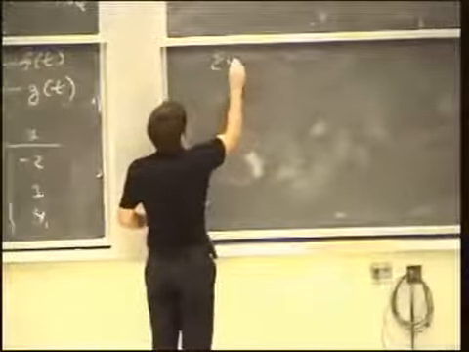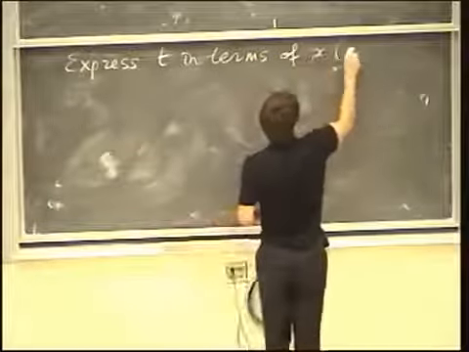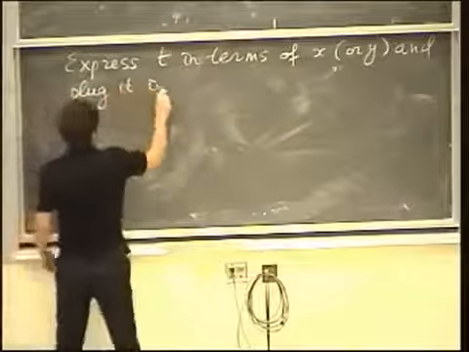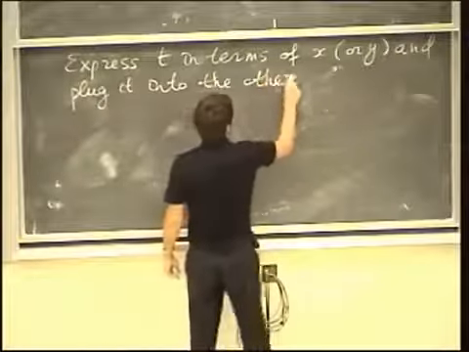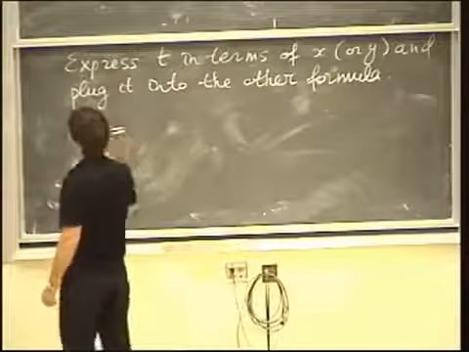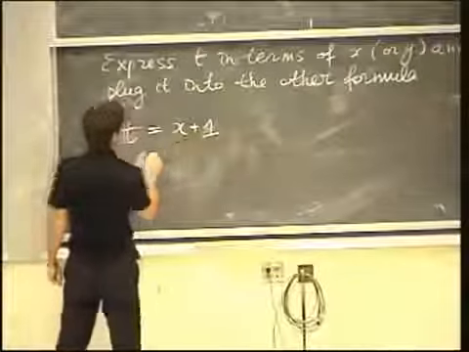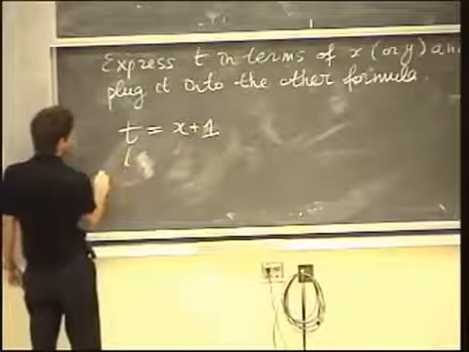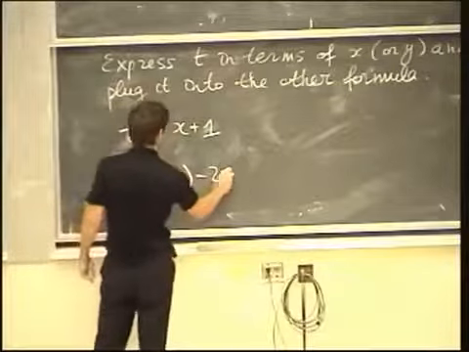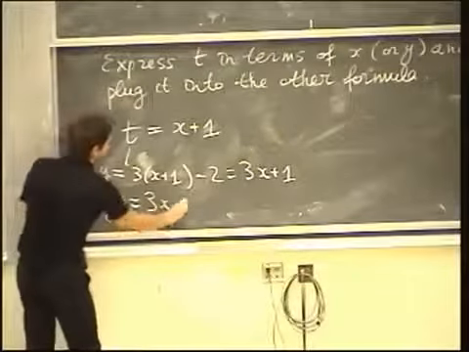Okay? So express t in terms of x or y and plug in the other formula. So what does it mean in this particular case? Well, if x is t minus 1, that means that t is x plus 1. And now I substitute this into the second formula, and what I obtain is that y is equal to 3 times x plus 1 minus 2, which means 3x plus 1. So the end result of this is that y is equal to 3x plus 1.